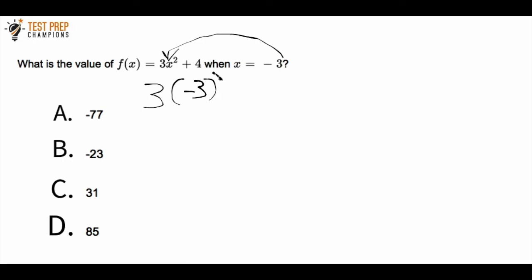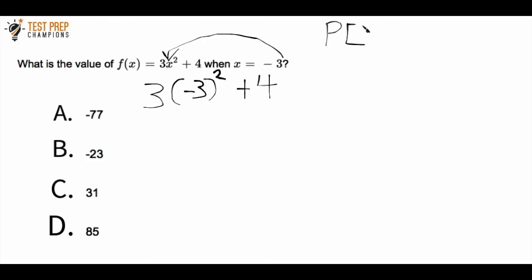When I rewrite it, it's going to look like 3 times (-3) squared plus 4. So now, what do I do next? Because we have a couple different paths here. Do I want to try to do 3 times something, or do I want to try to add 4? Or do I want to deal with the parentheses and the exponents? Well, the answer is I want to deal with the (-3) squared first.